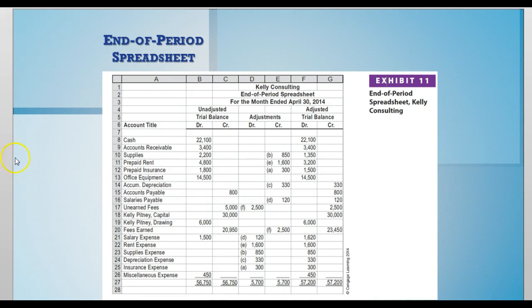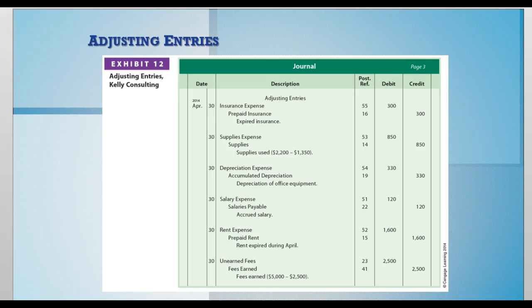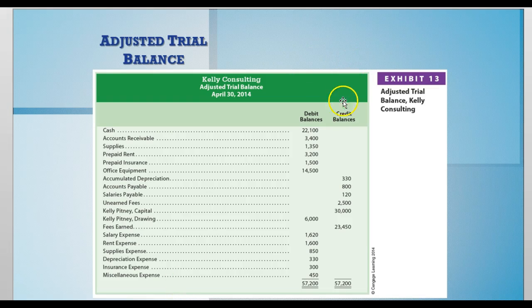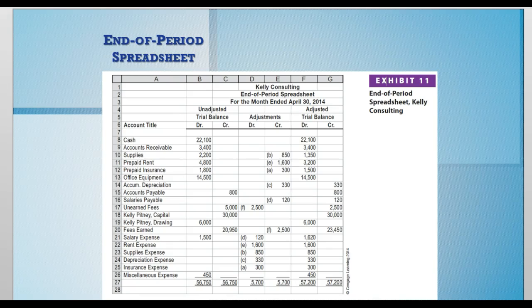The next thing they looked at for the end of the period was, well, we have to do adjustments. And see, they've pulled the unadjusted trial balance off and put it here. Then they've completed the adjustments, just like here. And here are the journal entries for those adjustments. You can see they've got prepaid insurance, supplies that they've used, depreciation, salaries that weren't paid yet, rent expense, which is a prepaid rent that they had, and then they had unearned fees that were put in.